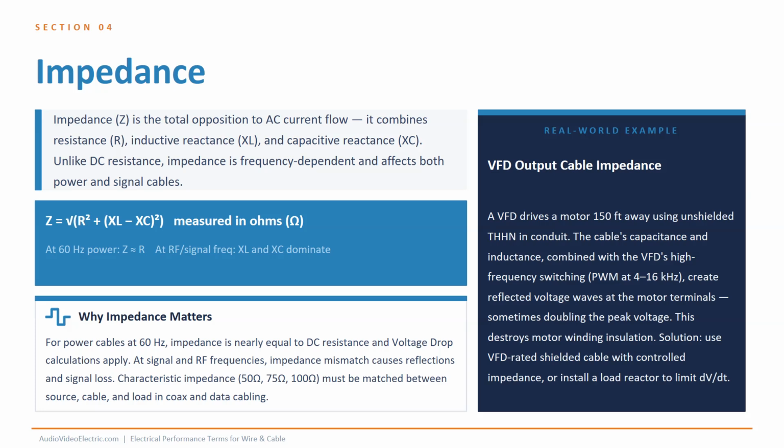For example, VFD output cables at high frequencies can create voltage reflections that damage motor insulation. The solution: use VFD-rated shielded cables or load reactors.